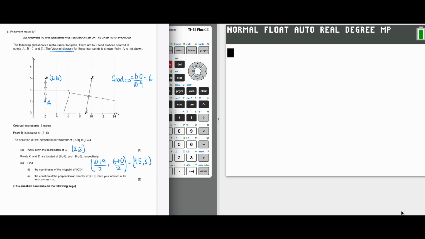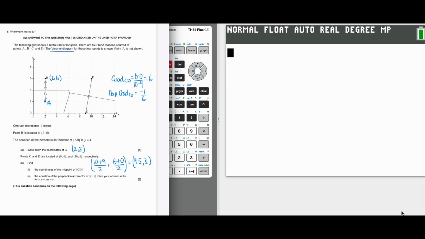And that means that the perpendicular gradient of CD is going to equal minus 1 over 6. So it's always the negative reciprocal, or you flip the sign and you flip it upside down. So swap the sign to a negative, flip it upside down, and it becomes 1/6.